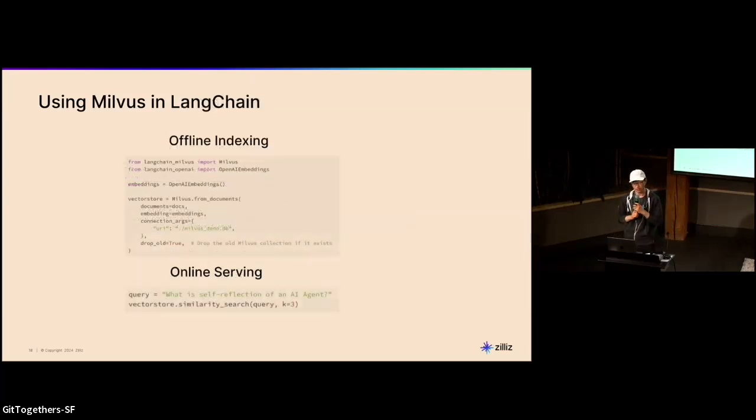And similarly, with LangChain, you can do the same thing. I mean, still specify the endpoint or the file name of Milvus, and then use the LangChain API to do similarity search and chat.